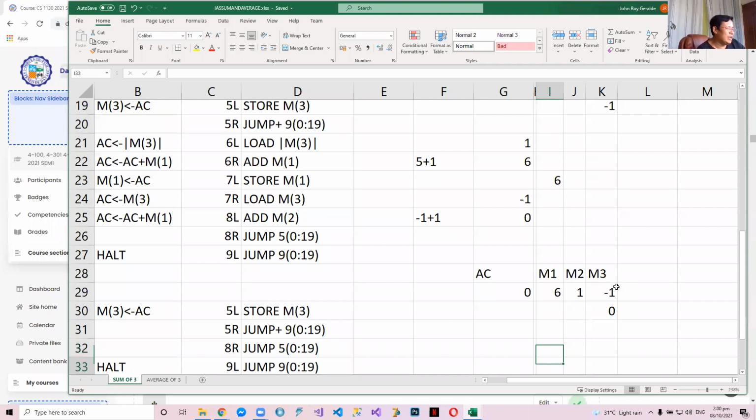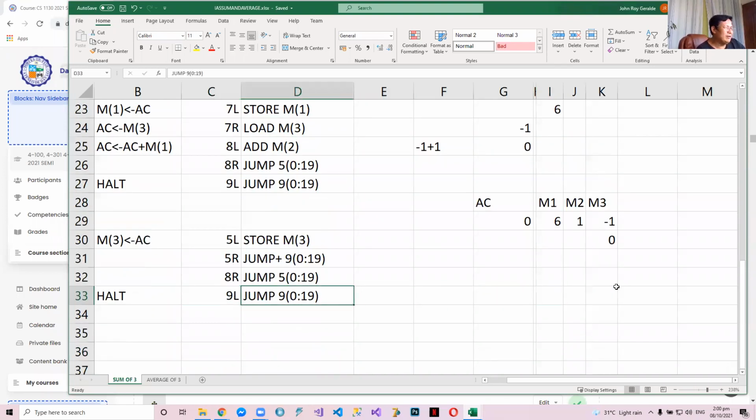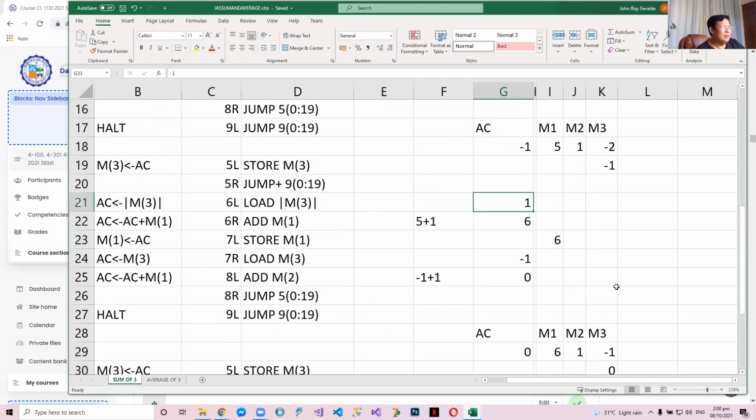If you want to transfer it to the AC, you can always have a load here before you halt in 9R, and then you will have a load M1 so that your final answer will be in the AC. Because in this case, the AC is already 0. Do you follow? 0 na siya, so you have to recopy it before you halt.